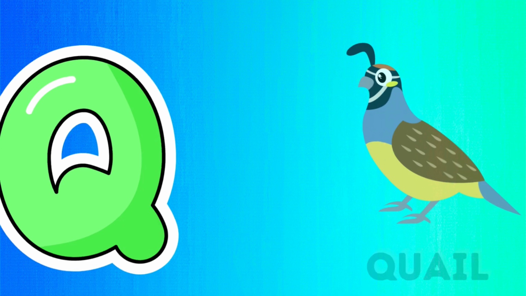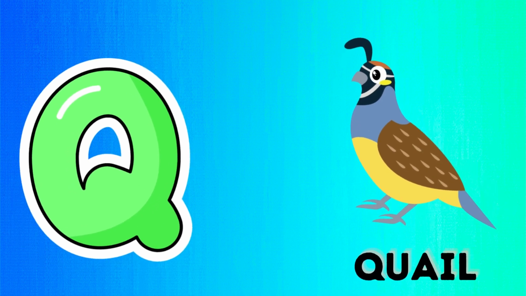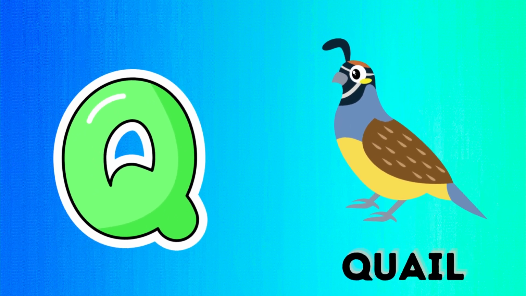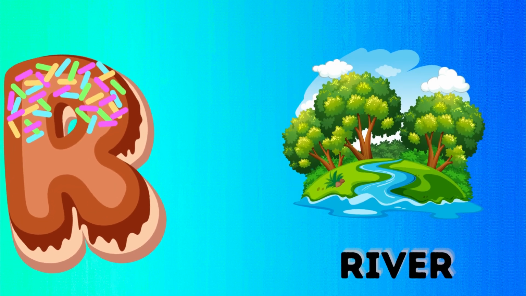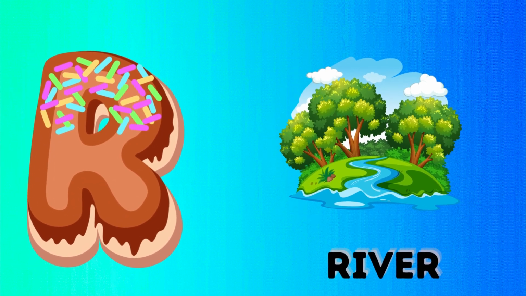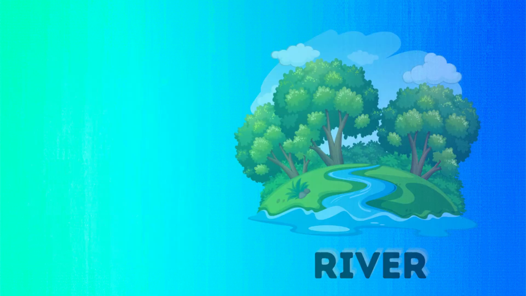Q. Q for quail. It is a quail. R. R for river. It is a river.